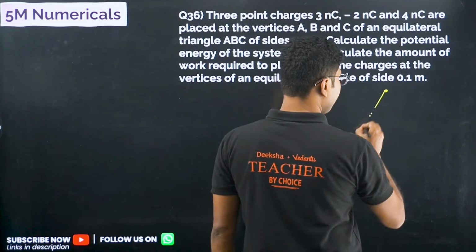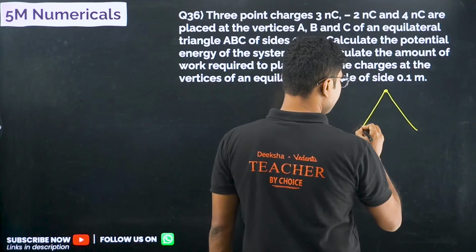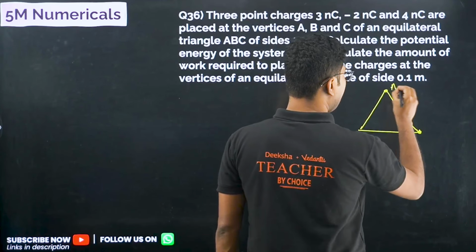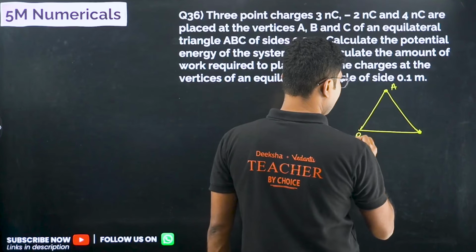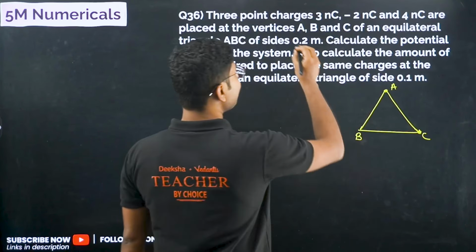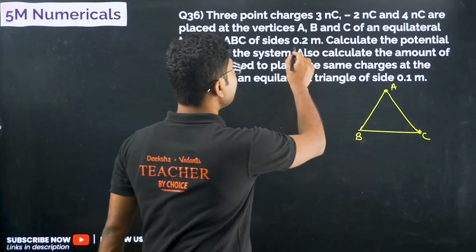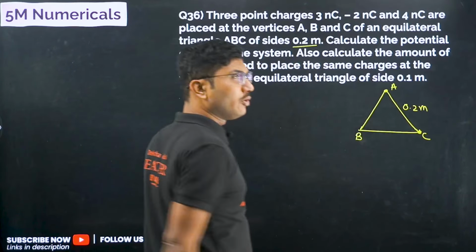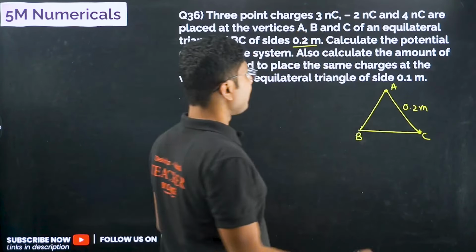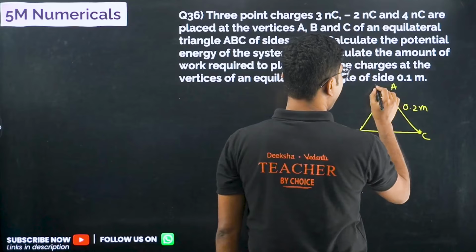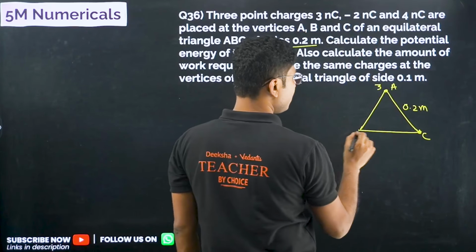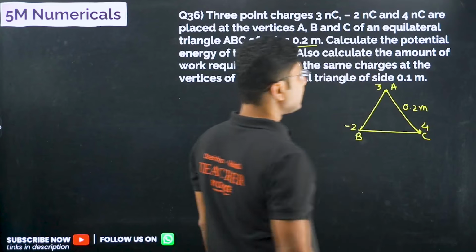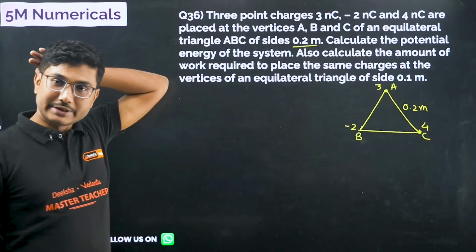So here we have 3 charges on the vertices of an equilateral triangle A, B, C. What is the distance between the sides? The distance between the sides is 0.2 meter. Each side is 0.2 meter. Now the charges are placed: at A, 3; at B, minus 2; and at C, 4. So this is the system of 3 charges.